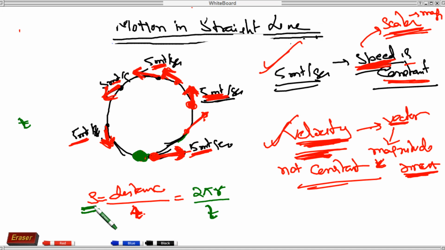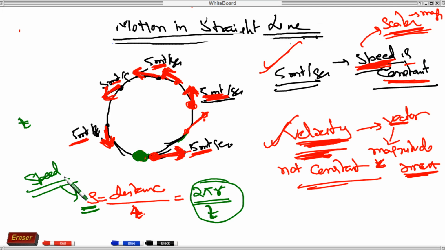So this is the speed we are talking about. Speed is equal to 2 pi r over t, where t is the time taken from the start, going around, until it comes back here. Suppose the radius of the circle is r. I think you might be familiar with this: 2 pi r is the circumference, the path.